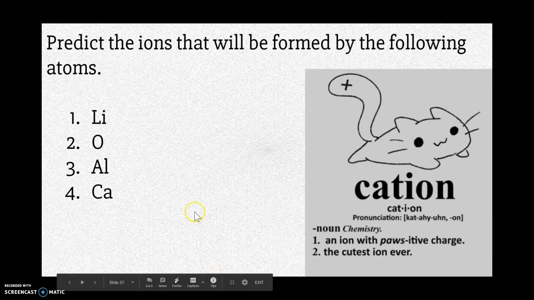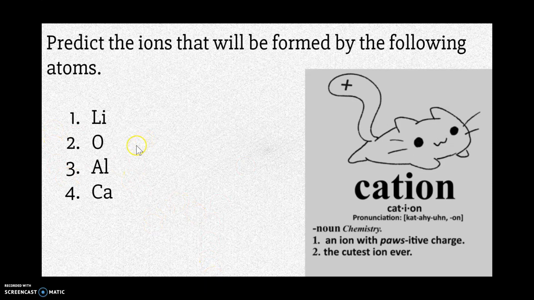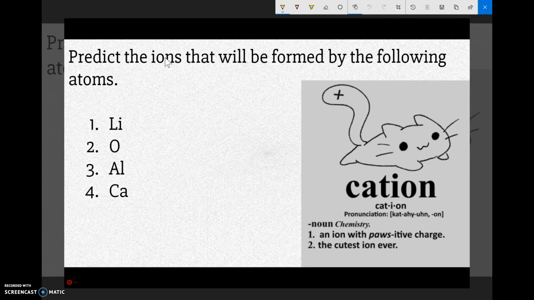Okay, so take a minute, pause the video, and I want you to predict the ions that will be formed by the following atoms. You can look at what's going to gain stability and take the least amount of energy. You can also look on the back of your periodic table, on the back of your page, and look at the trend of what is happening in that column. Okay, go ahead and take a moment. Okay, let's come back. So hopefully this is what you got. Lithium has a +1, oxygen a -2, aluminum a +3, and calcium has a +2 charge.